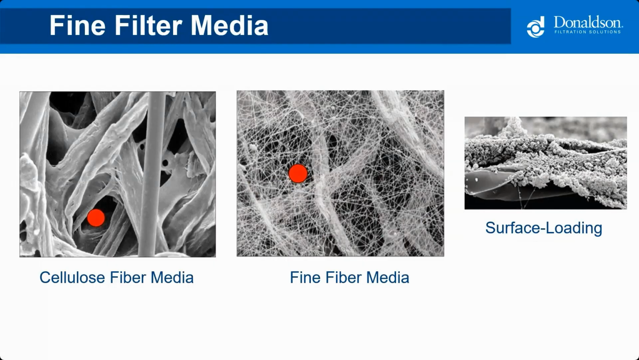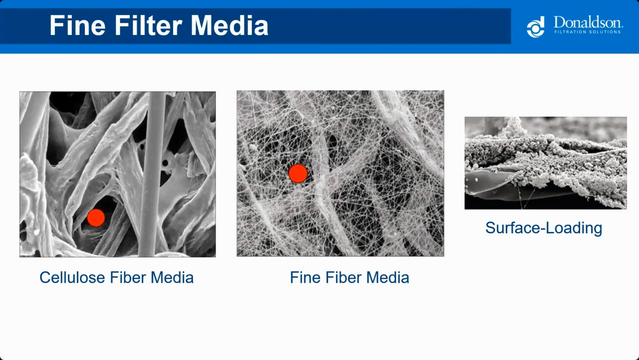Fine fiber media was originally introduced by Donaldson back in the 80s. If you look at these images, the red dots are representative of a single dust particle. As you can see on the cellulose media on the left, it's got a lot larger voids and more areas where that particulate can get into the depth of the filtration media itself. Both large and small particles can embed deeper into the media, and this is called depth loading. It's not necessarily a good situation. It increases the differential pressure of that filter pretty significantly.